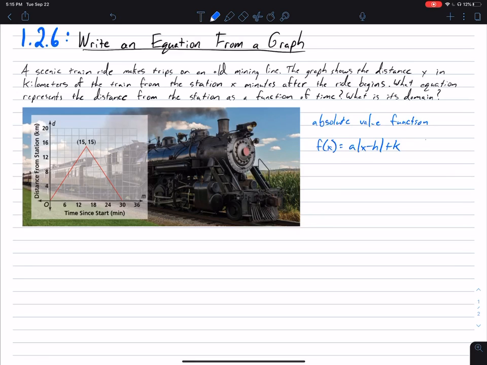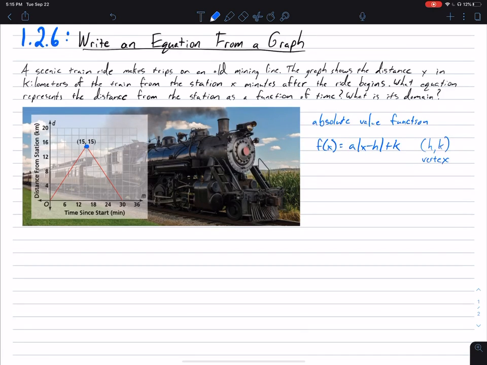Now it's important to note here, and this is the first time this comes up, (h, k) is kind of a shortcut to my vertex. So in this problem, this (15, 15), that's my vertex. So I need to figure out what does a equal, what does h equal, and what does k equal. Okay, those are my big question marks here. I know h and k, based on my vertex, are 15, 15. What I know about a is that a is negative.